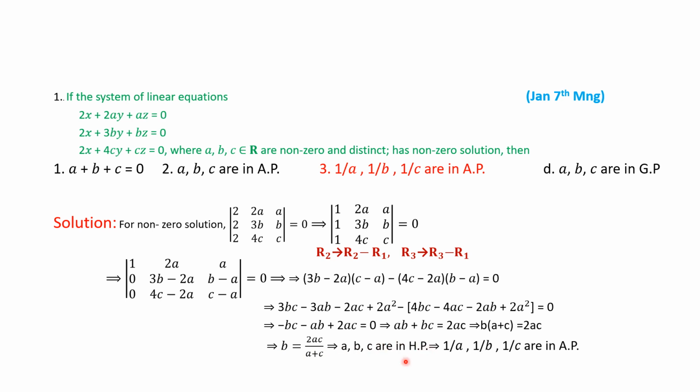Then the reciprocals of a, b, c, that is 1 by a, 1 by b, 1 by c, are in AP. This is the solution for the given problem, which is option 3. Therefore, our answer is 3. This is the solution for the first problem.